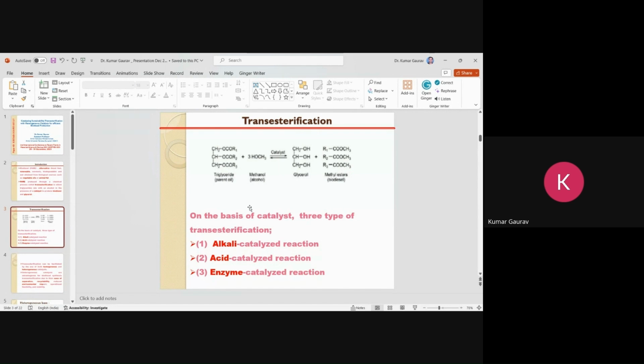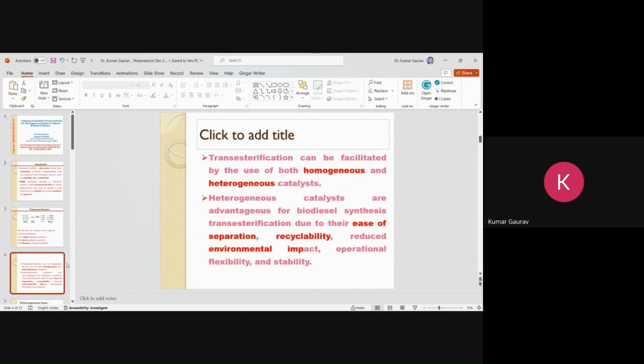On the basis of this transesterification process, we can use catalysts. If we use an alkali, it is called alkali-catalyzed. If we use an acid catalyst, or enzymes, mainly lipase enzyme, it is called the enzyme-catalyzed transesterification process. But it has been reported that if we use an alkali-based catalyst, the reaction is much faster compared to the acid and the enzyme catalyst. For this reason, we prefer the alkali-based transesterification process.